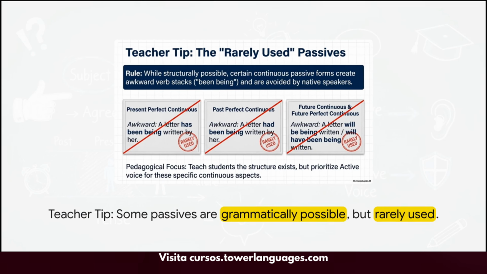And here's a really important expert-level tip for your teaching. You have to point out the rarely used passive forms. I mean, sure, a sentence like, "A letter has been being written" is technically possible, but does anyone actually say that? No way, it's super clumsy and awkward. Our job isn't just to teach what's grammatically possible, it's to guide our students toward what sounds natural and fluent.